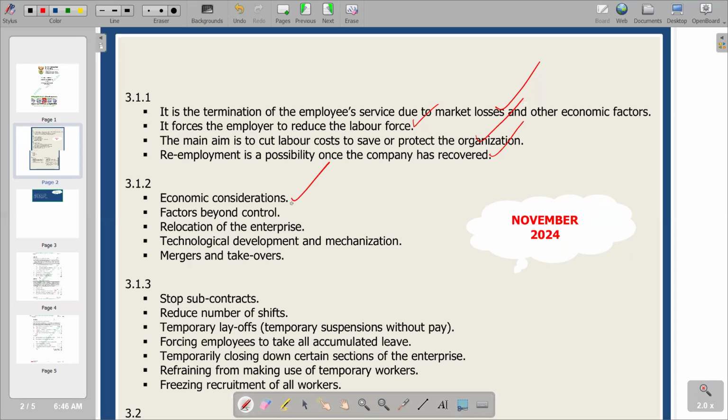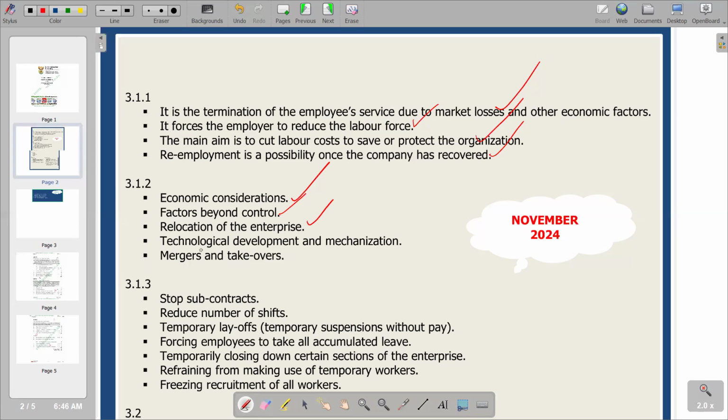The second one is factors beyond control. There might be other factors that lead to downsizing of our labor force. Then we've got relocation of the enterprise. The enterprise has been relocated, and due to the relocation, obviously there is going to be restructuring. Through the restructuring processes, the labor force might be reduced, so it will lead to retrenchment.